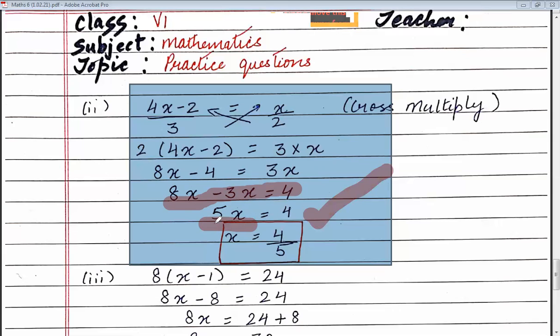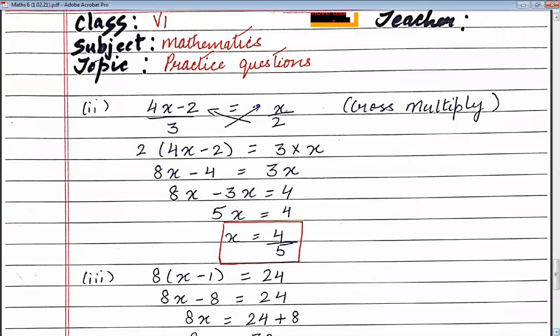And in the next step, 5 will be transposed to the right hand side and it will divide. So your final answer is 4 upon 5. So now children, you can say that 4 upon 5 is the solution of the given equation. Is it clear? I hope you are clear with the second part.